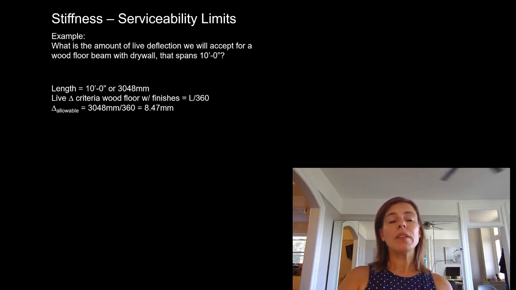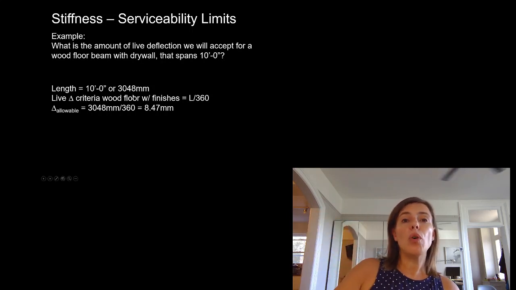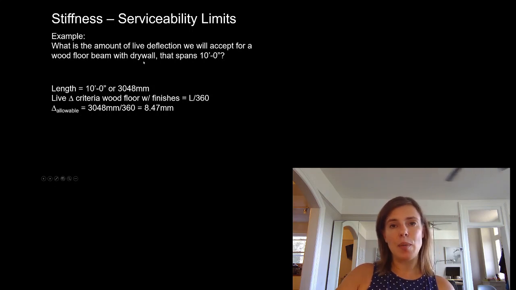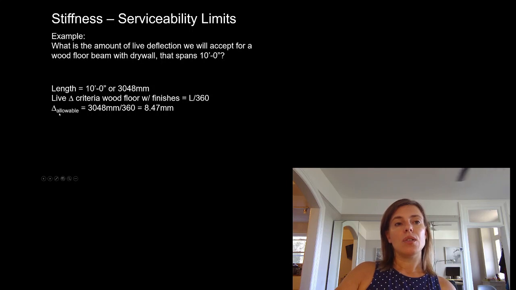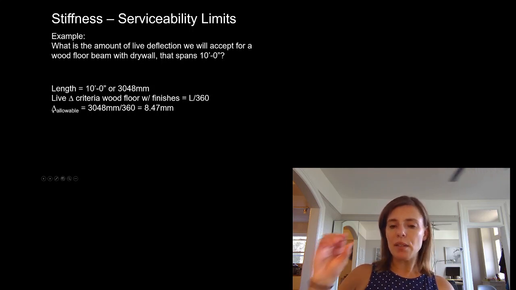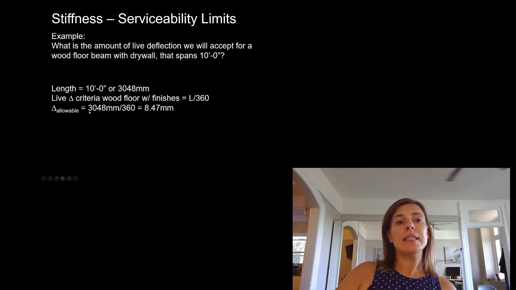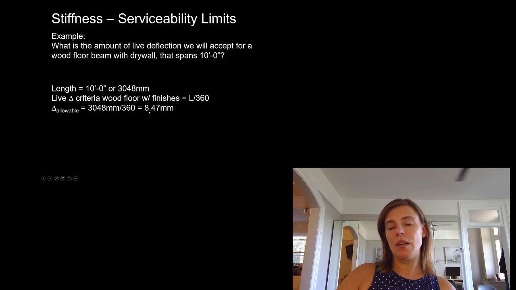The live delta criteria for a wood beam with finishes that are susceptible to cracking, drywall is susceptible to cracking, is L divided by 360. So the allowable delta, meaning change, so that's how much this beam can move, is the length, 3,048, divided by 360, or 8.47 millimeters.